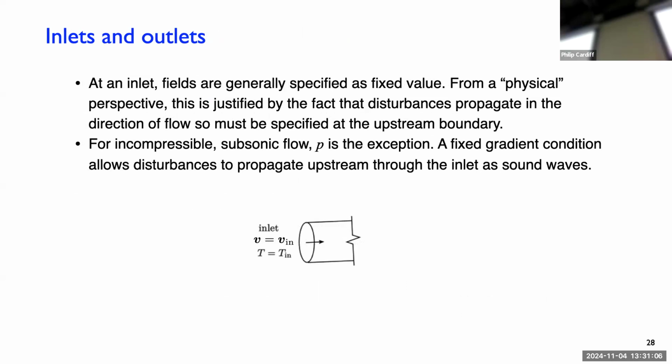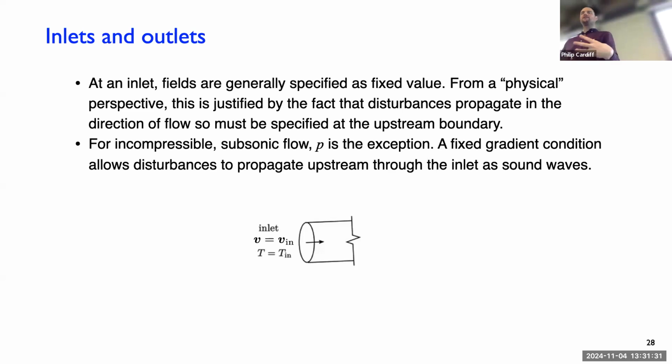Okay, inlets, outlets. And this is focusing on incompressible flow, low Mach number incompressible flow. So if you go to design rockets, you might have to follow different kinds of principles where you have compressible flow, high Mach numbers. But for low Mach number flows, generally at an inlet, you will specify a value. You will say you know the value of whatever you're solving for, temperature, velocity.